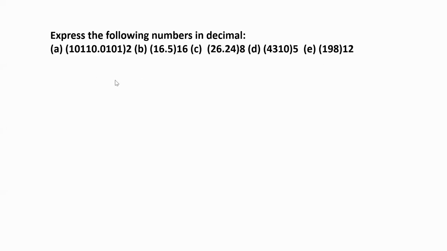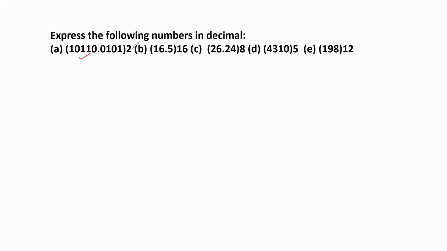Hello friends, in this video we will discuss the given problem. Express the following numbers in decimal. Here the given numbers are a binary number, a hexadecimal number, an octal number, a base 5 number, and a base 12 number. All these numbers have to be converted into the decimal number system. Let us start with the first one.